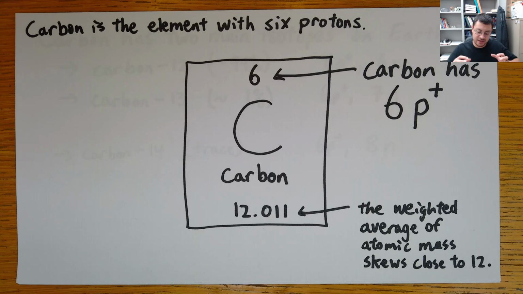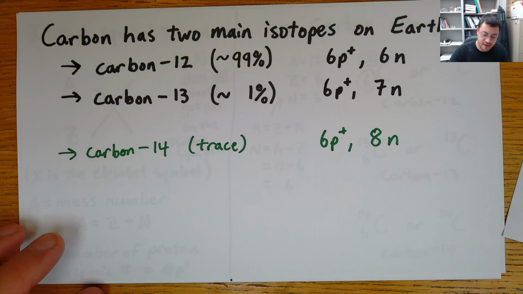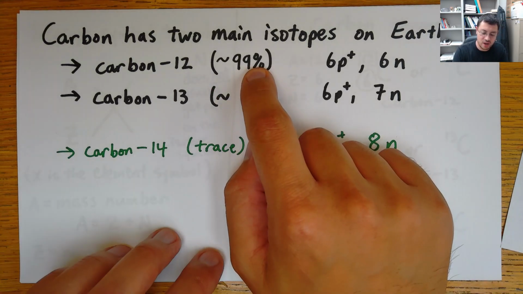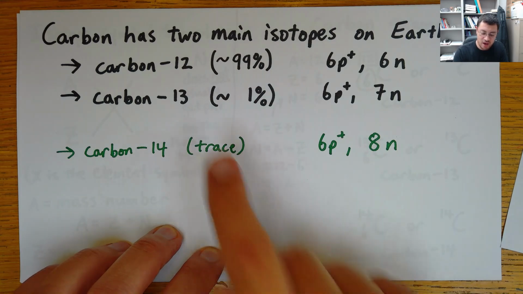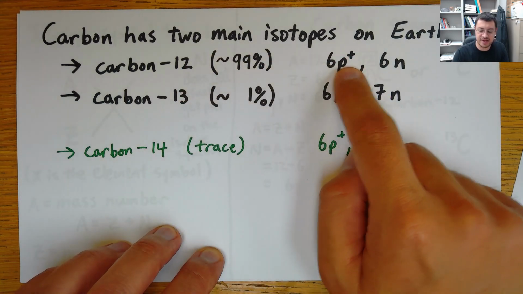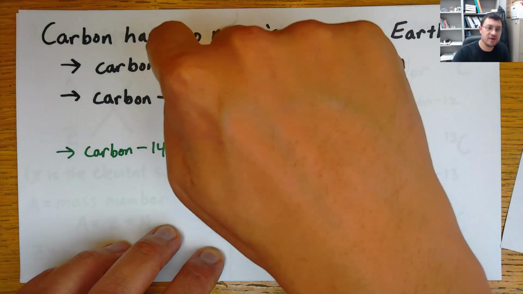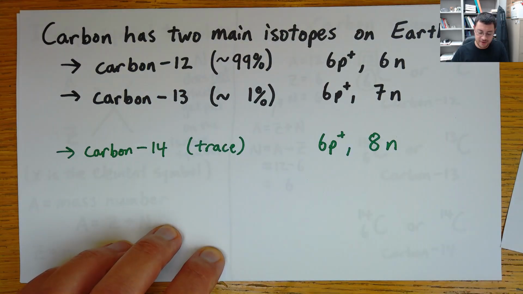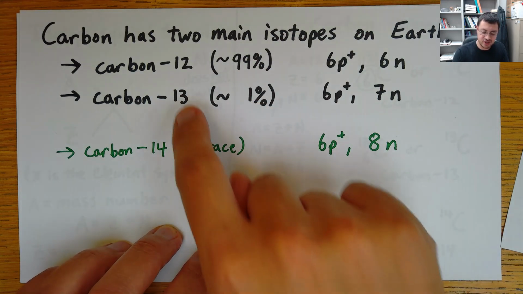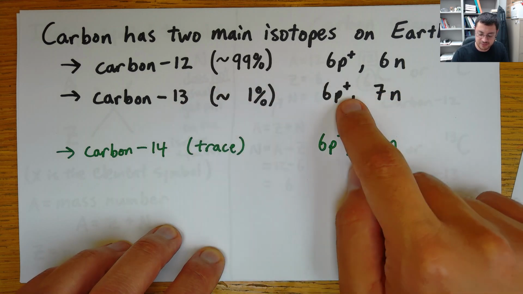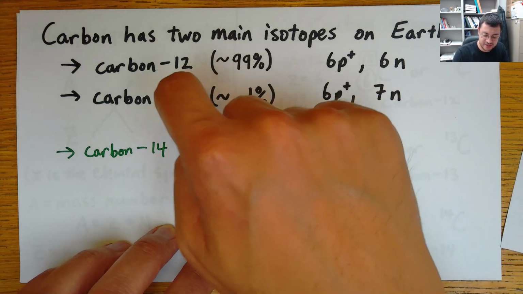Carbon has mostly carbon-12, as I write here. Carbon-12 is 99% of the carbon on Earth. And that 12 comes from having 6 protons and 6 neutrons in its nucleus. 6 plus 6, you get that number 12. All right. 1% of the carbon on Earth, approximately, is carbon-13. That comes from having 6 protons and 7 neutrons. 6 plus 7, you get 13.